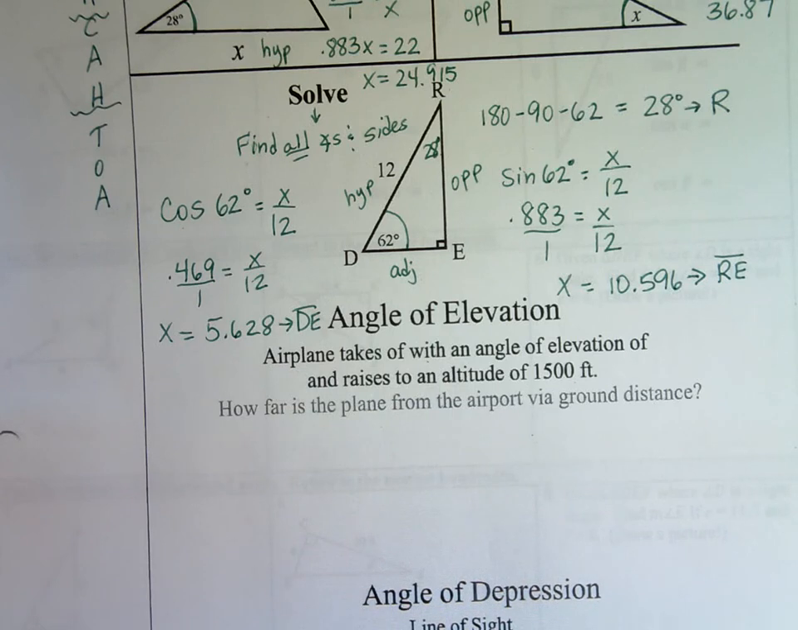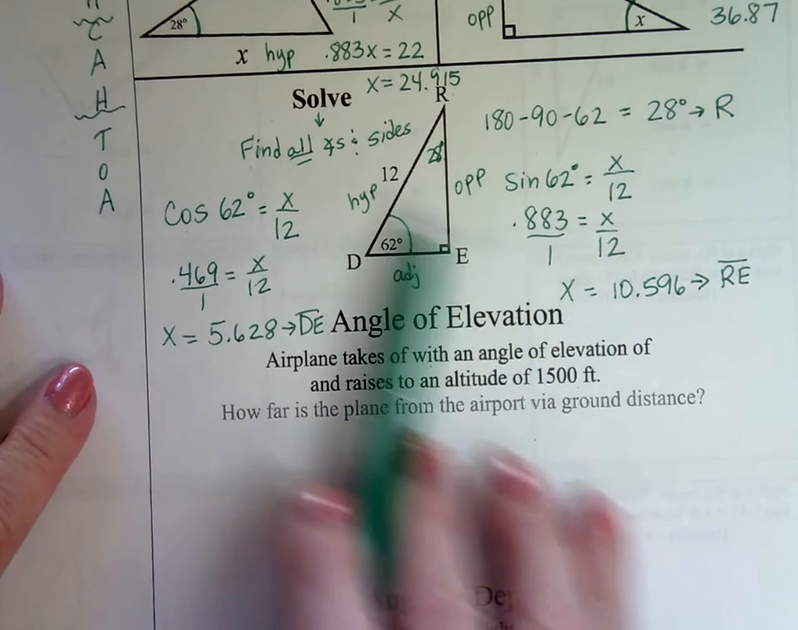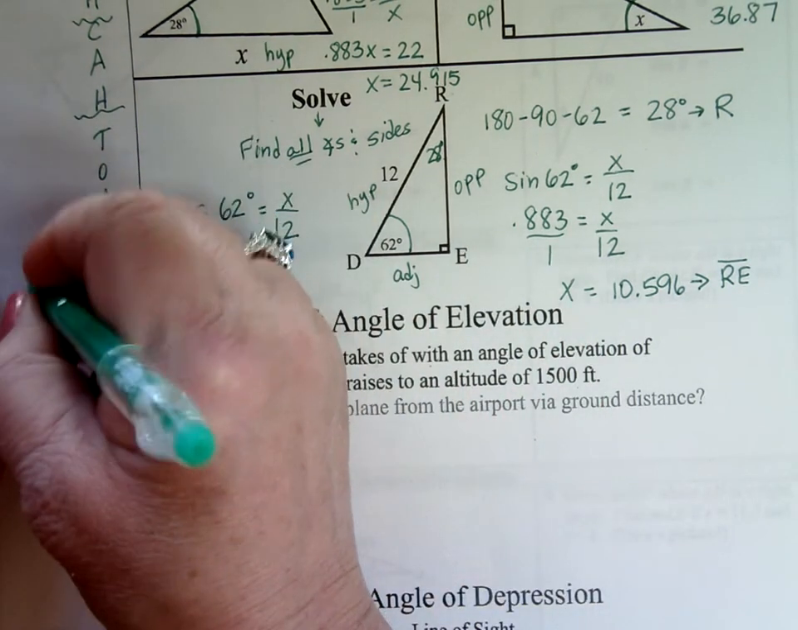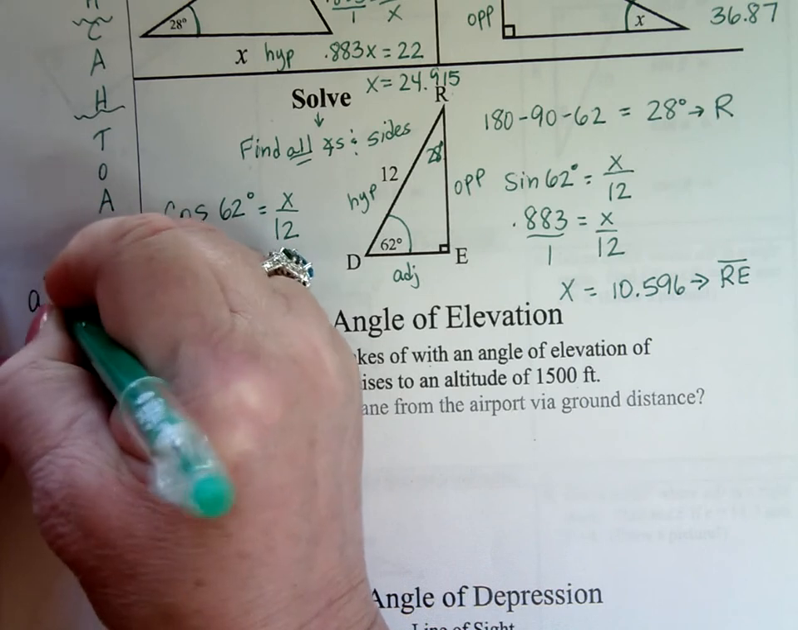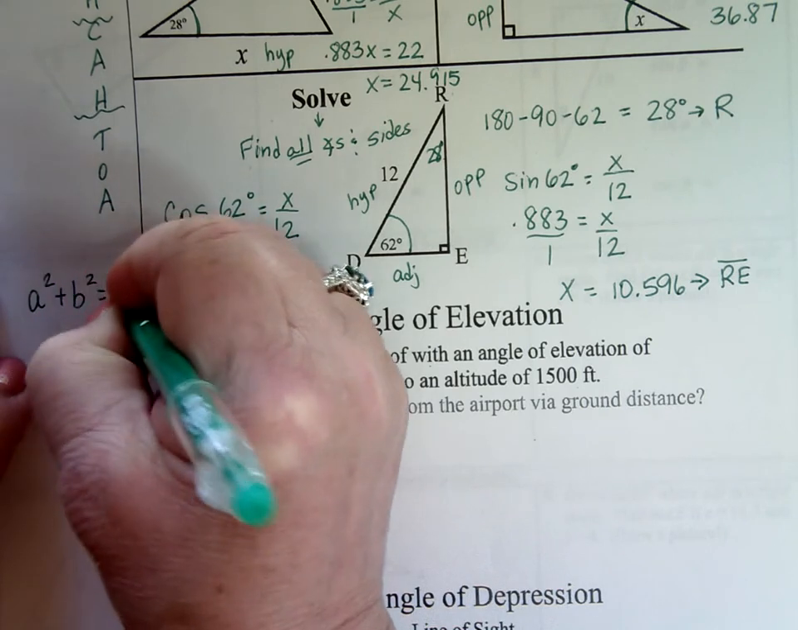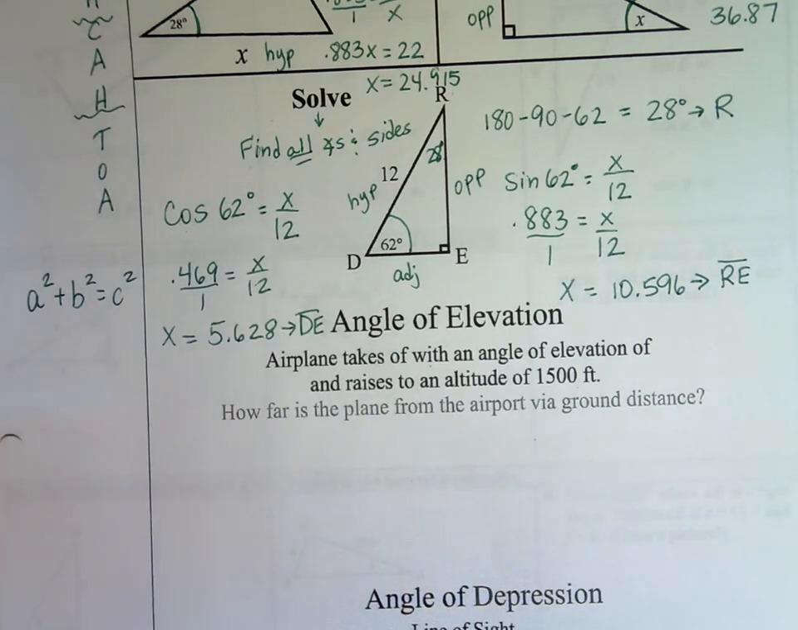One of the things we could have done at the point where we knew what two of the sides were, you can go back and use Pythagorean theorem. Remember him? A squared plus b squared equals c squared. You could definitely go back and use Pythagorean theorem to find that third side. When you know two sides and you're looking for the third side, Pythagorean theorem would also come into play.